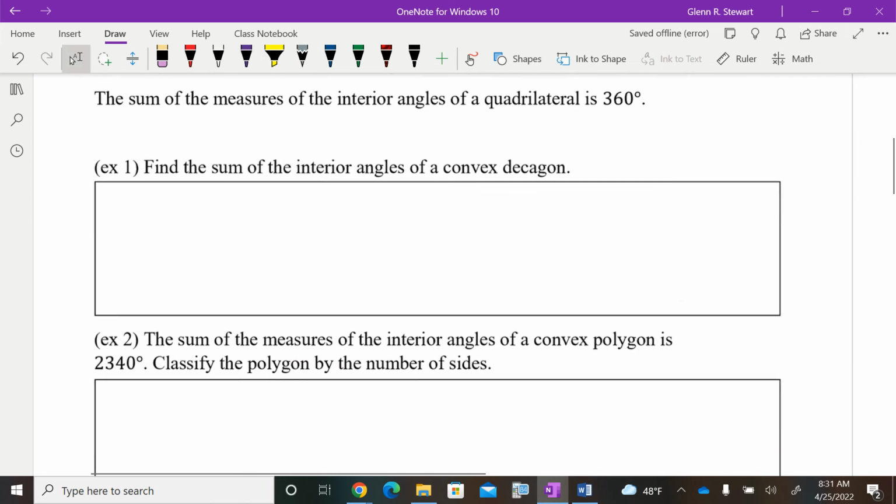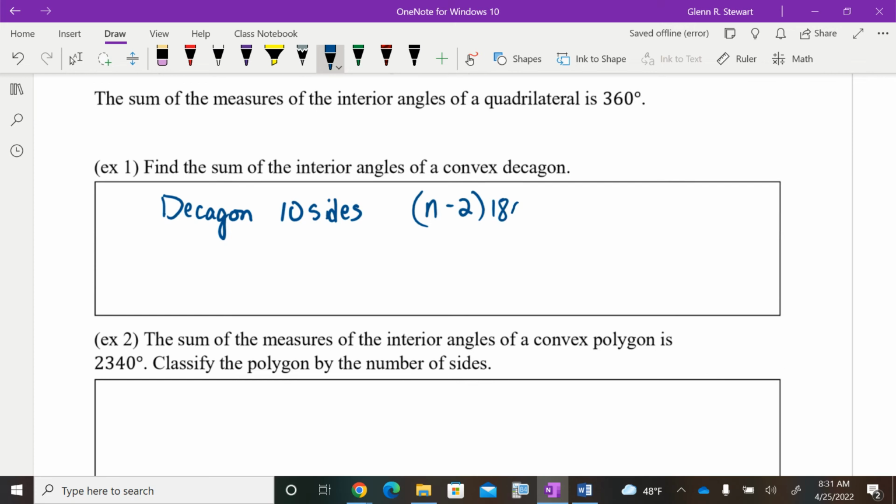So example number 1 here, we're going to find the sum of the interior angles of a convex decagon. Okay, just as a reminder, a decagon has 10 sides. So using the formula n minus 2 times 180, we're going to say that we have 10 minus 2 times 180, or 8 times 180, which gives us 1,440 degrees.